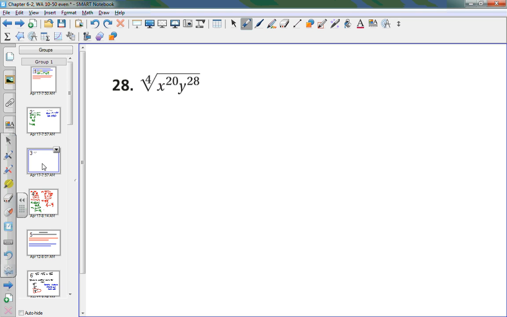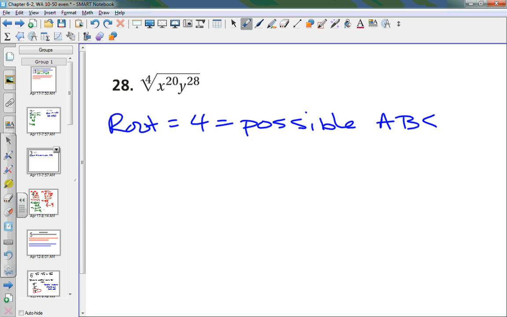It's possible. It's possible because what's my root? My root is a 4, which means it's a possible ABS. What's ABS? Absolute value. It's a possible absolute value. So how do I know for sure if I have them? I've got to do the problem.